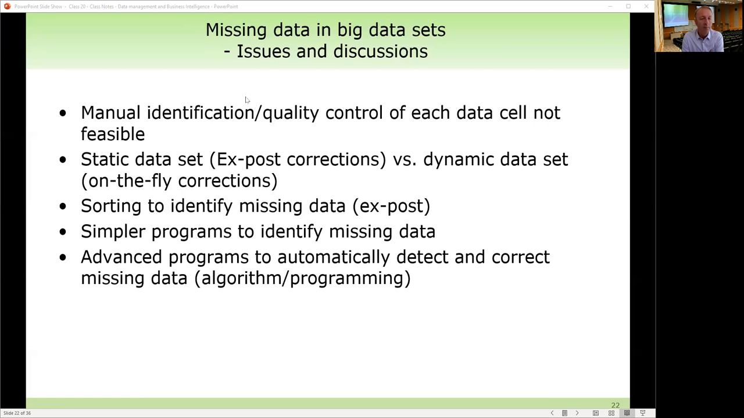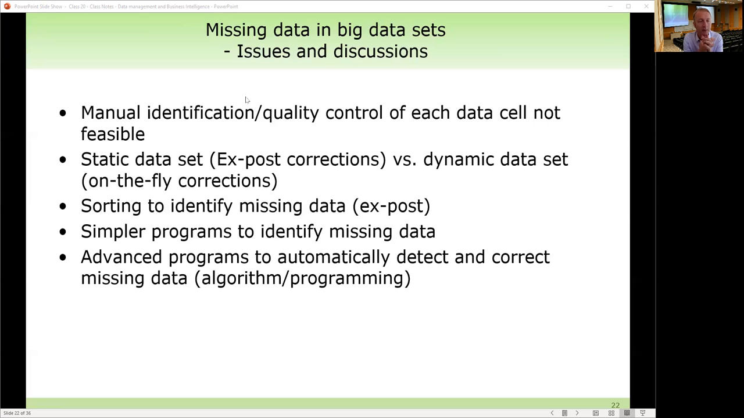If we do manual cleanup, of course, we can use sorting functions to identify the missing data. However, sorting is a very manual and time-intensive way to deal with missing data. So normally, we would produce small programs or formulas that help us identify the missing data. And then we can also set up different programs to decide and input the types of data we would need in order to have a cleanup of a data set.